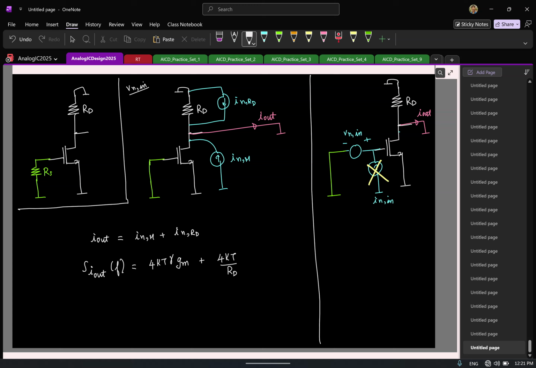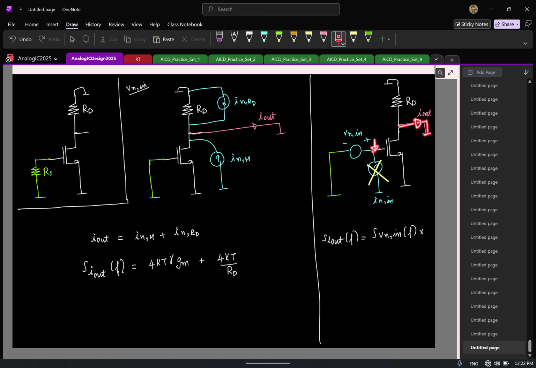So here if I were to find the current S_Iout of f, that will be the input quantity times the gain from the voltage here to the current here. What is the small signal gain from this voltage to the current here? How much is it? I mean, this is a gate voltage. I'm interested to find the short circuit current. How much is that? Minus or plus doesn't matter, because that will depend on the sign of the input. So the gain is how much?